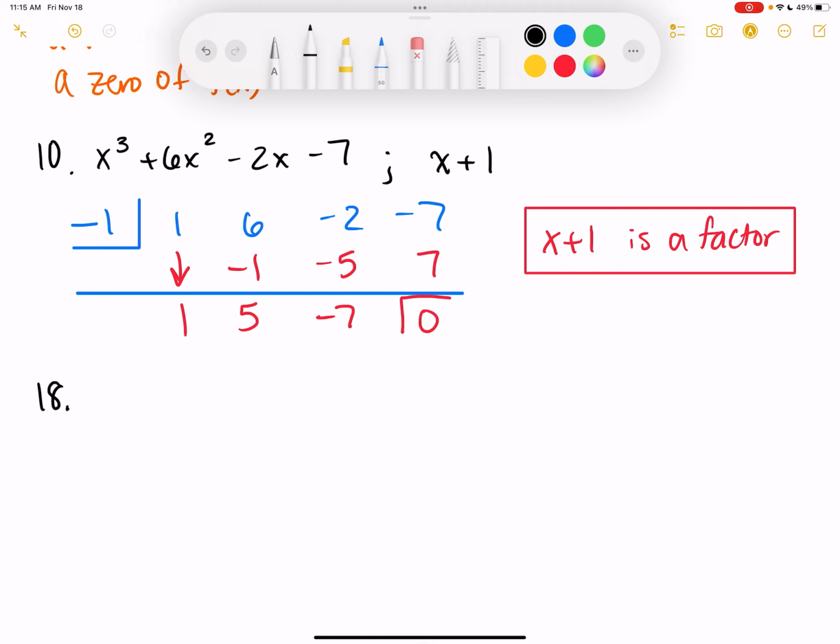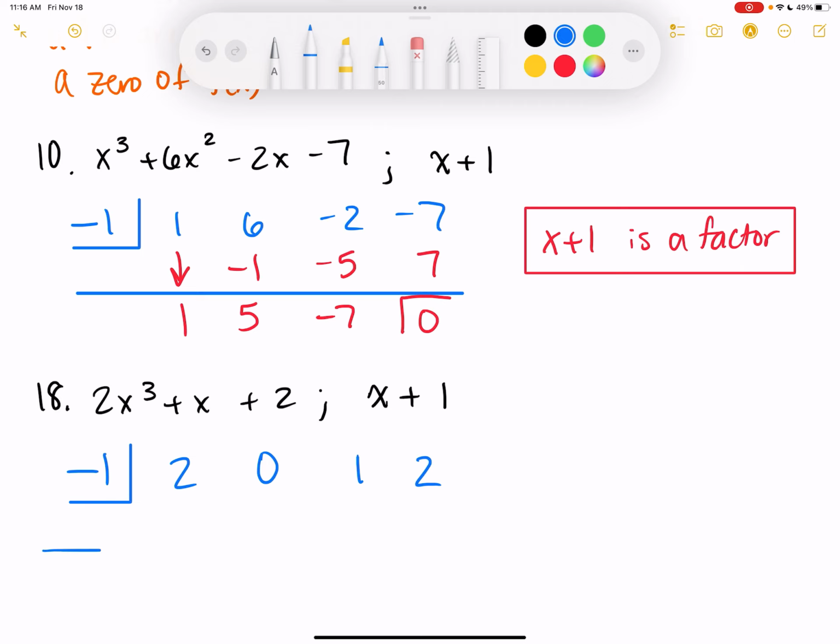All right, 18, 2x cubed plus x plus 2, and the other one is also x plus 1. All right, so how do I set this one up? -1 in the box. So you have 2, and then you'll have 0, and you have 1, and you have 2. Our squared term was missing, so that's why I had to put in the 0.